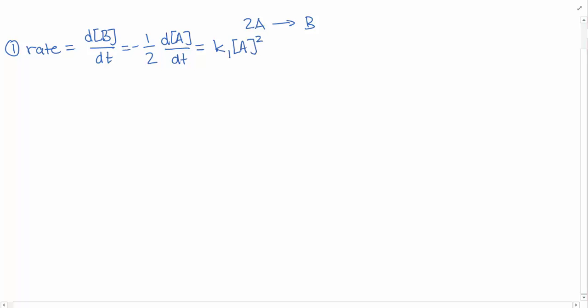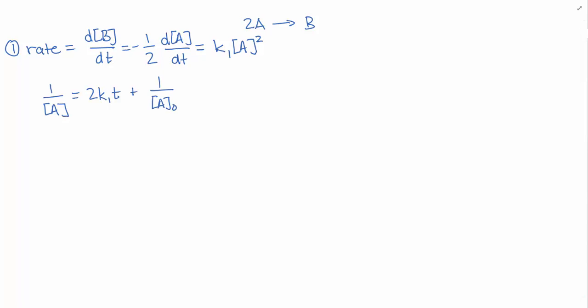I'm going to call this K, K1. If we were to integrate this equation, we would find that 1 over the concentration of A is equal to 2 K1 t plus 1 over the initial concentration of A. Here, these concentrations of A are the full concentration of A in the solution.